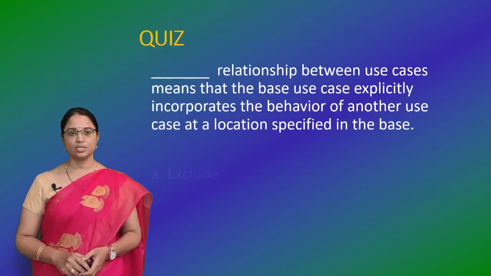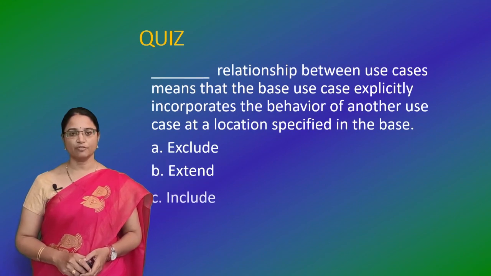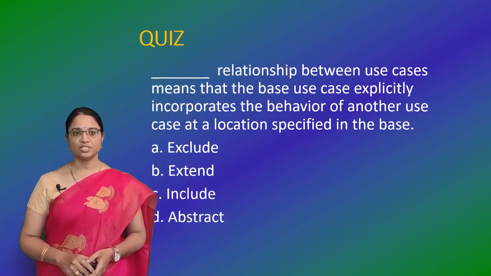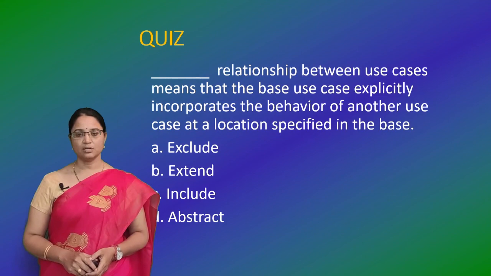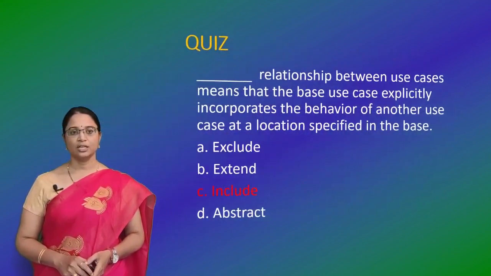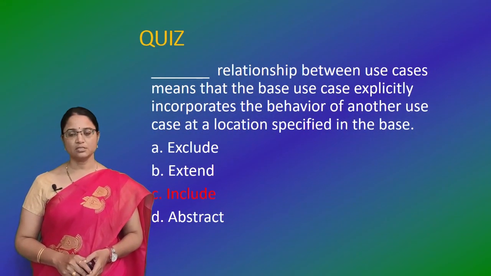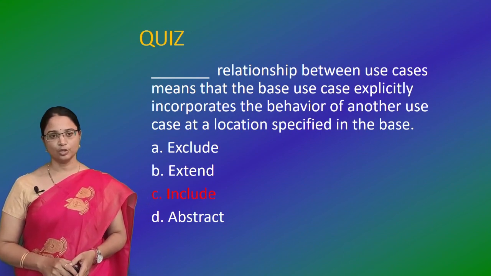Dash relationship between use cases means the base use case explicitly incorporates the behavior of another use case at a location specified in the base. The options are exclude, extend, include, abstract. The answer is include.